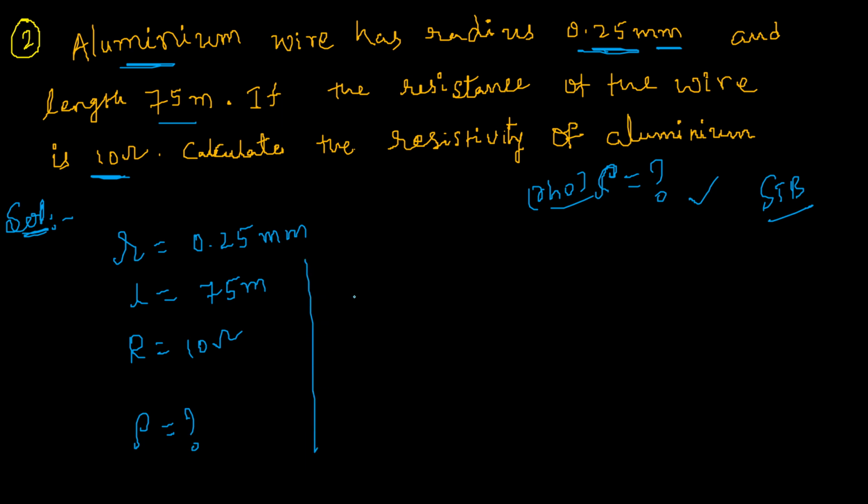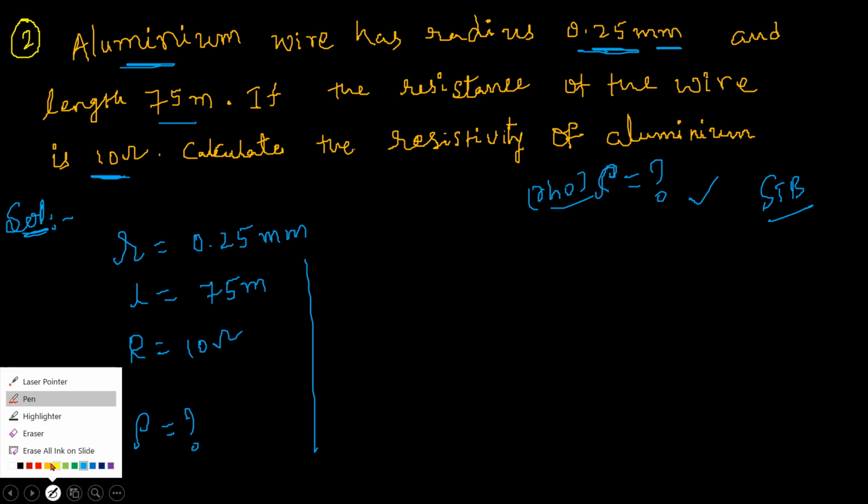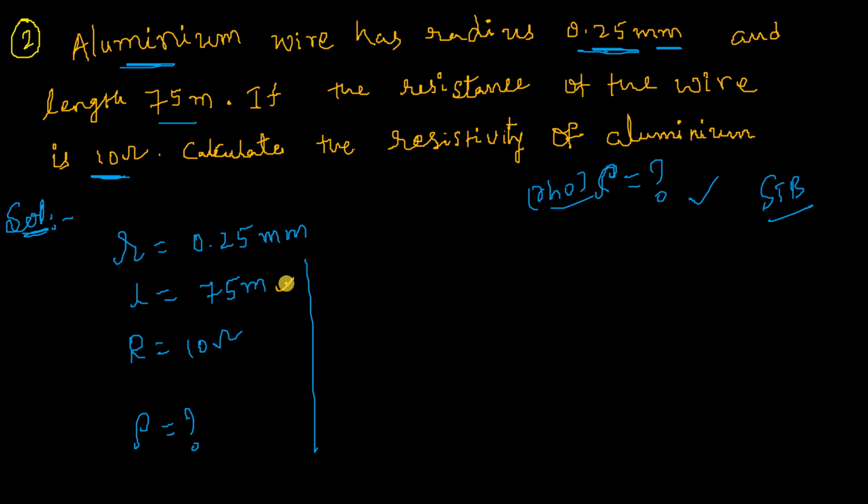Here we need to check whether all the units are in the same system or not. That is the first point. Here you can see the length is in meters, which is an SI unit, and the resistance is also in SI units. But the radius is given in mm, so we need to convert it into the SI system.